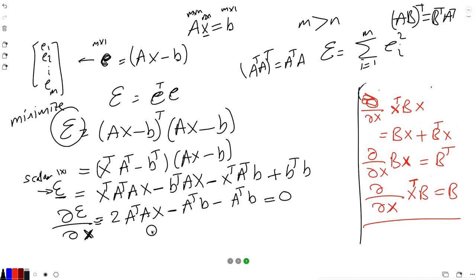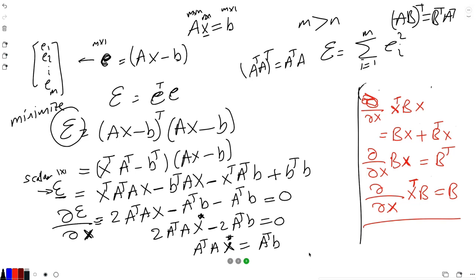This means that 2A transpose times A times x minus 2A transpose times B equal to 0. Now we can cancel B from each side, and we can see here that x star is the optimum x. So the optimum x here is A transpose times A times x optimum equal to A transpose times B.